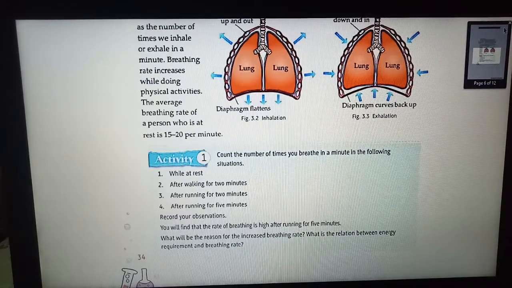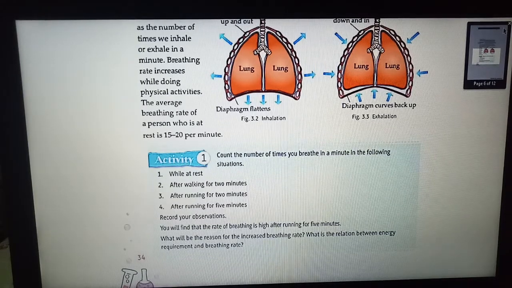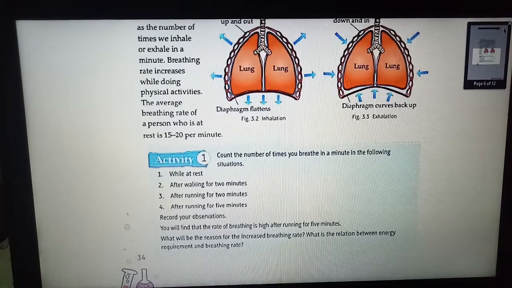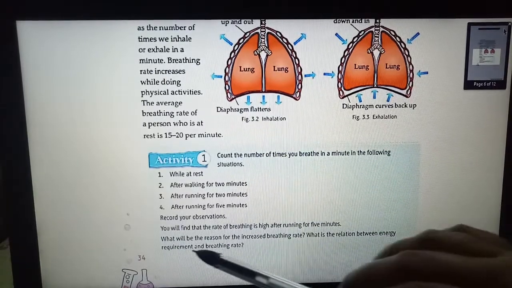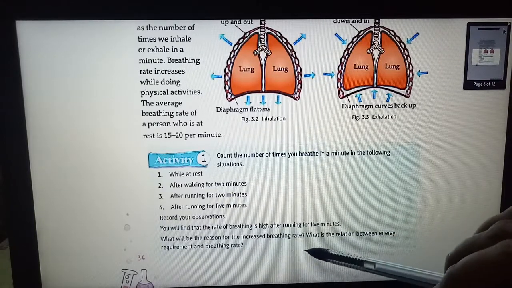Now record your observation. You will find that the rate of breathing is high after running for 5 minutes. Obviously when you are running for 2 minutes, your breathing rate will increase, but when you run for 5 minutes or 10 minutes, your breathing rate will go higher. Now why? What happens? What will be the reason for the increased breathing rate?